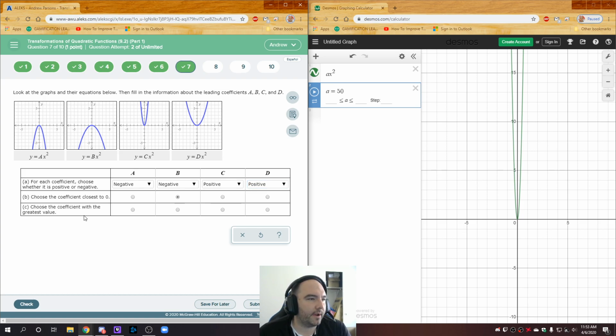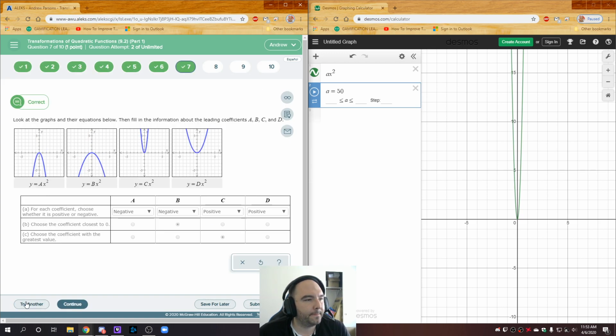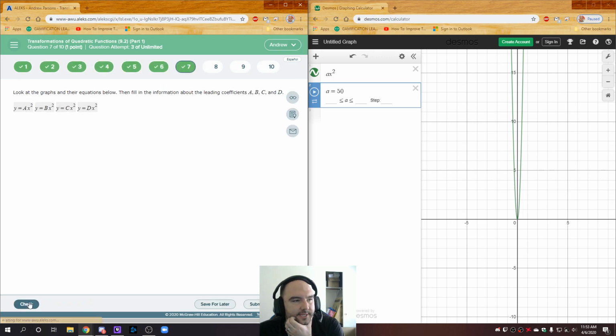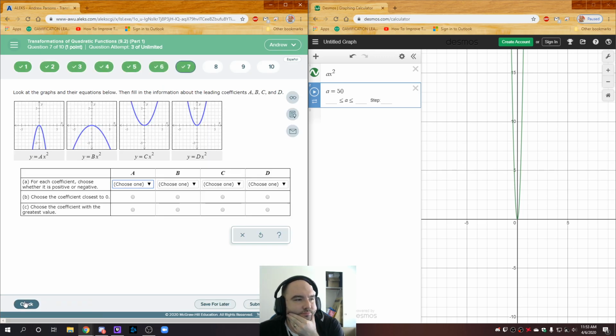Okay, which one has the greatest value? So again, that's the skinniest graph that is still positive. C. I want to see one more where it has the least value. Man, they don't have one with the least value. Oh well, we're going to 8.